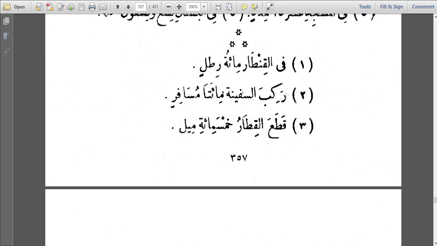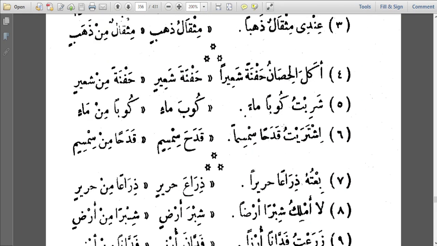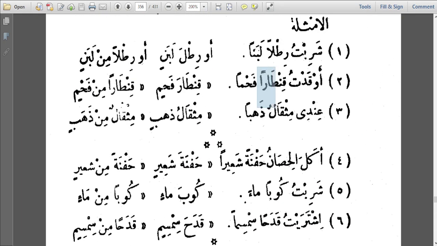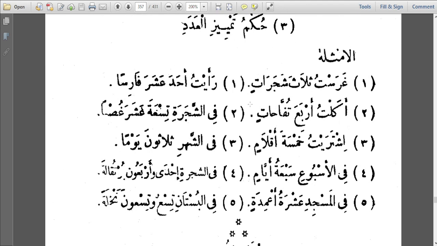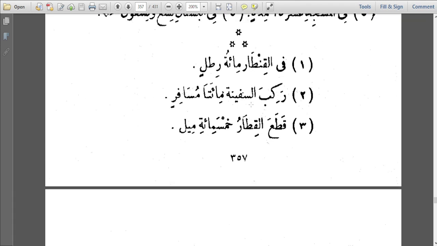And then we come here, we see fil qintari mi'atu ritlin. Qintar, if you've not forgotten, we met it up there where we said it is quintal, okay? We talked about it here. Quintal is also called a hundredth weight. That is 100 pounds. Quintal is equivalent of 100 pounds.